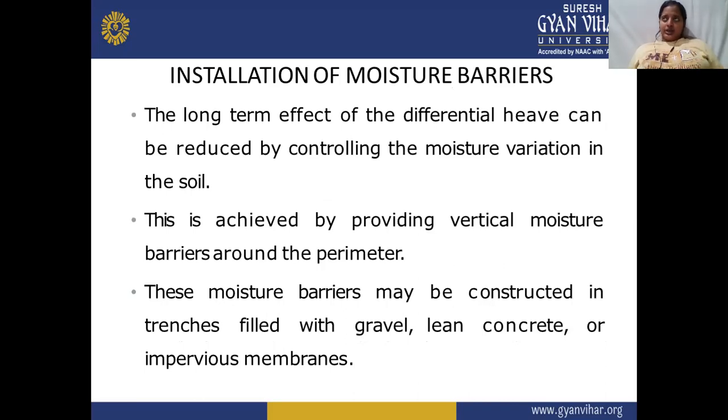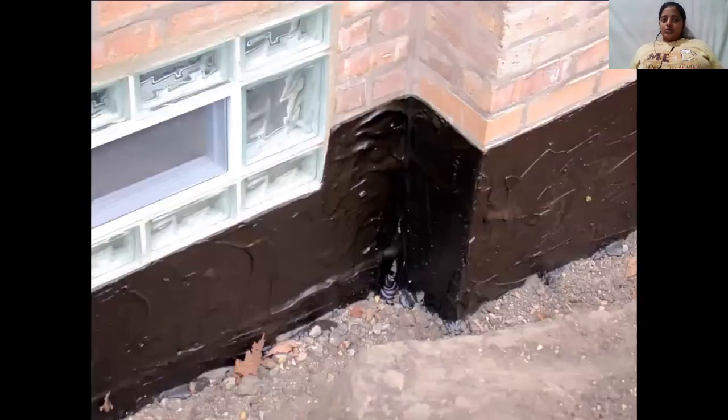Usually, we use tarpaulin for wooden structures. We can also use gravel, which forms a barrier, and then lean concrete, as we know that it is totally impervious. It can also be used. So this is one solution where a chemical is used as a moisture barrier. It is totally impervious and prevents the moisture from travelling through it.